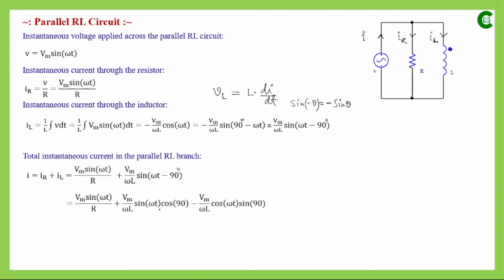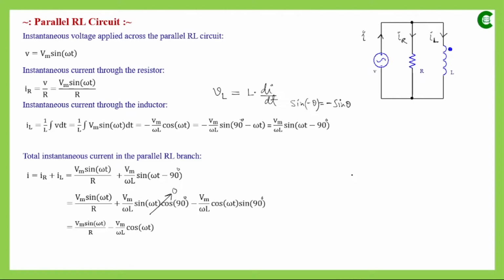So it will be sin omega t cos 90 degree minus cos omega t sin 90 degree. Now we know that cos 90 degree is equal to 0, so this expression altogether will be 0, and sin 90 degree is 1, so this expression will be modified into Vm by omega L cos omega t, and with that there is a negative sign. So the modified expression will be Vm sin omega t divided by R minus Vm by omega L cos omega t.